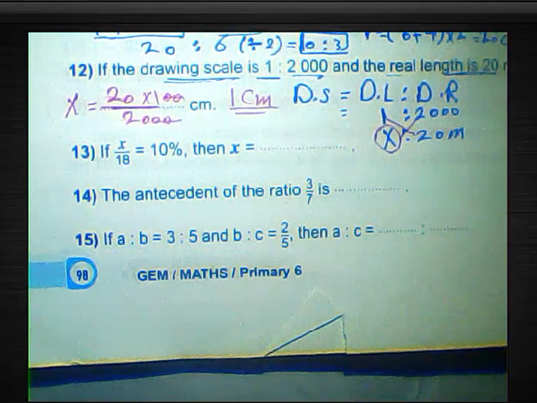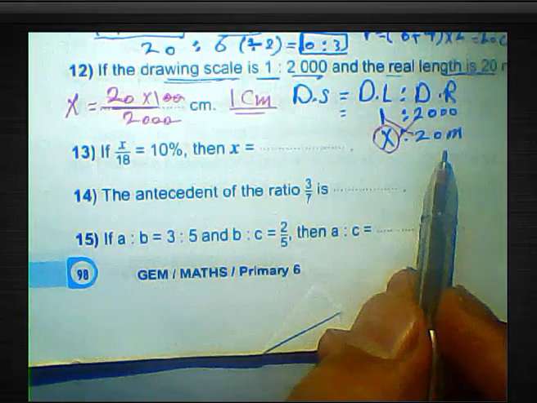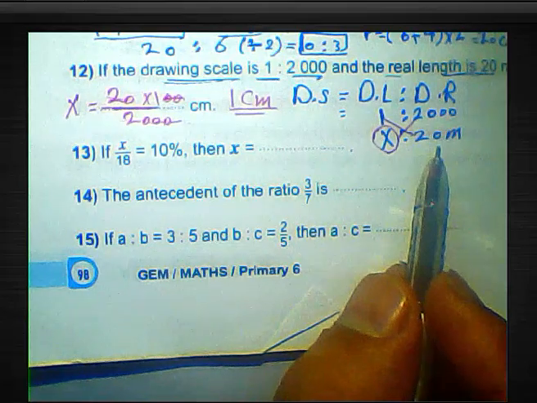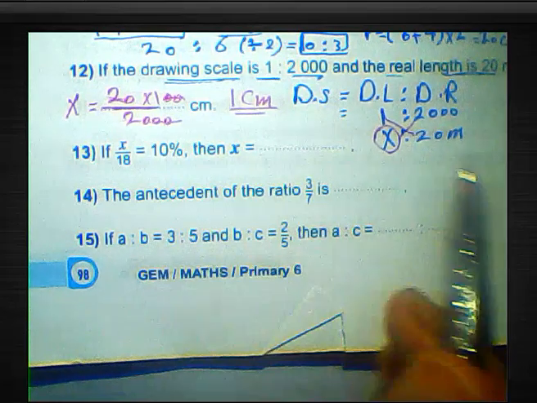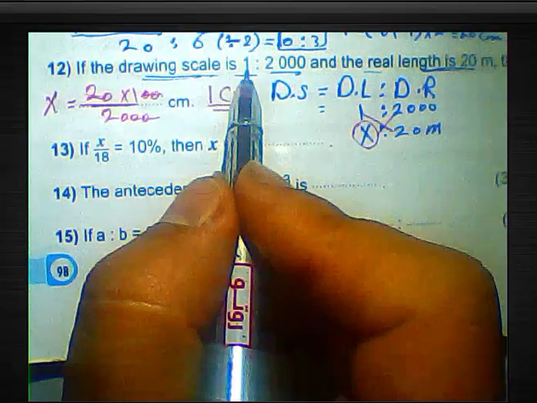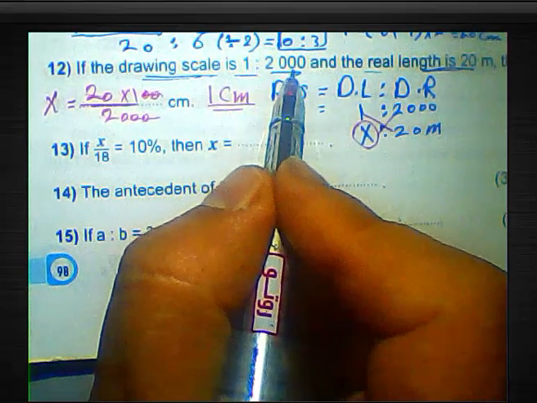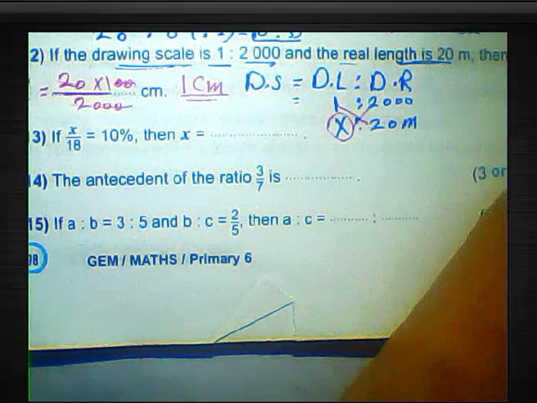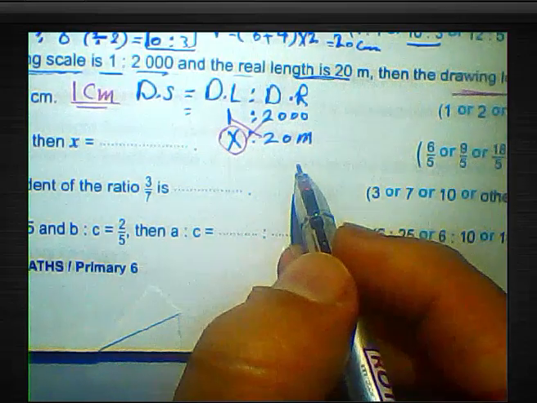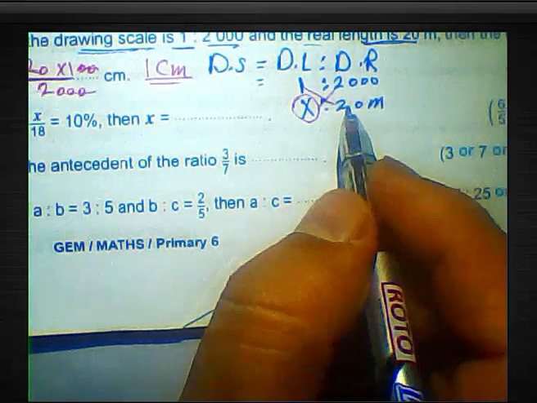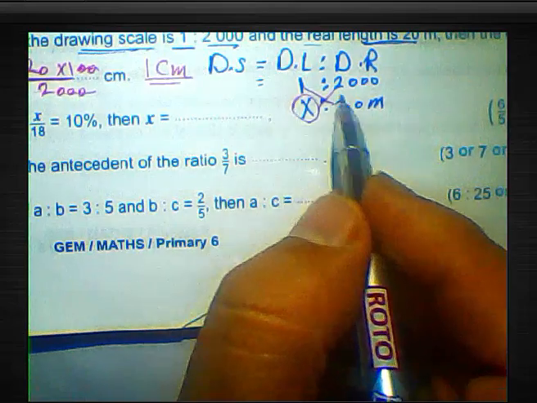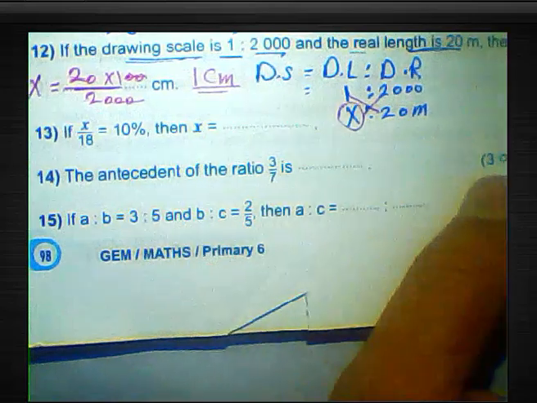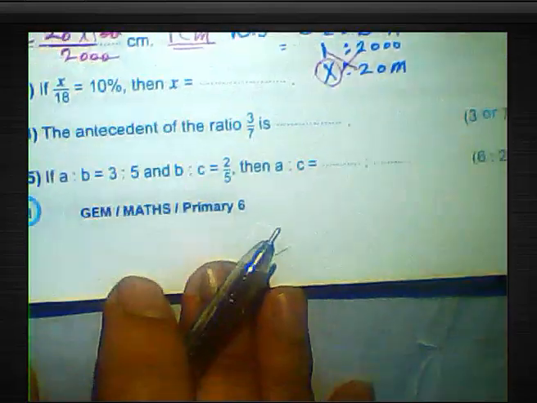It's easy, right? Again, I convert from meter to centimeter by multiplying by 100, so the result here will be 2000. 2000 divided by 2000 equals 1. So the drawing scale was 1 to 2000 and the real length 20 meters. You can find the drawing length by converting from meter to centimeter, multiplying by 100, and then writing the product of extremes equals the product of means. The drawing length will be 1 centimeter. You must choose 1 centimeter.